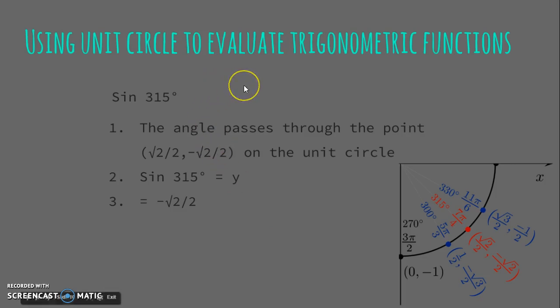Using the unit circle to evaluate trigonometric functions. Sine of 315 degrees. The angle passes through the point square root 2 over 2 and negative square root 2 over 2 in the unit circle. 315 is right here. And if you remember, sine equals y. So you would be looking at the y-coordinate, and your answer would be right here: negative square root 2 over 2.